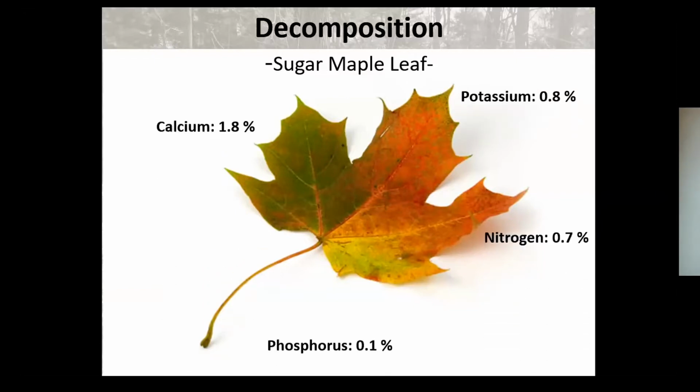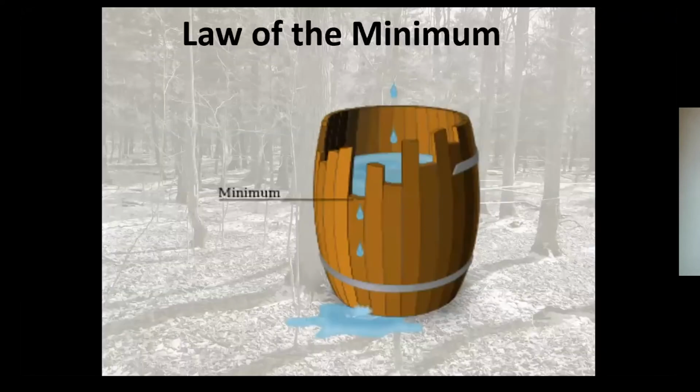Here's just a quick look at the percent of dry weight of a sugar maple leaf as that decomposes, releasing back into those soils the available calcium, nitrogen, potassium, and phosphorus that those plants will eventually take up. We see that sugar maples are high. They take up a lot of calcium, so the leaves and the wood are naturally high in calcium, and they require a lot of calcium as well.